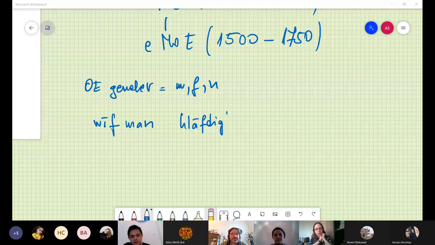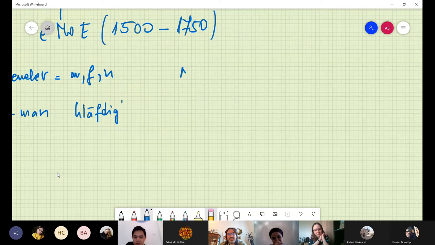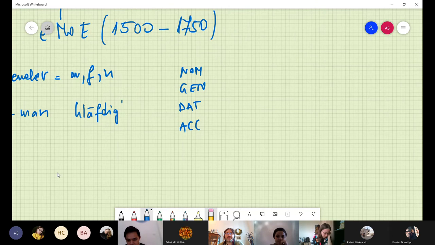Now, how many cases did Old English actually have? Can I have a show of fingers? Four. Old English had four. Yes. Now, let us see them. They were the nominative, the genitive, the dative, and the accusative.